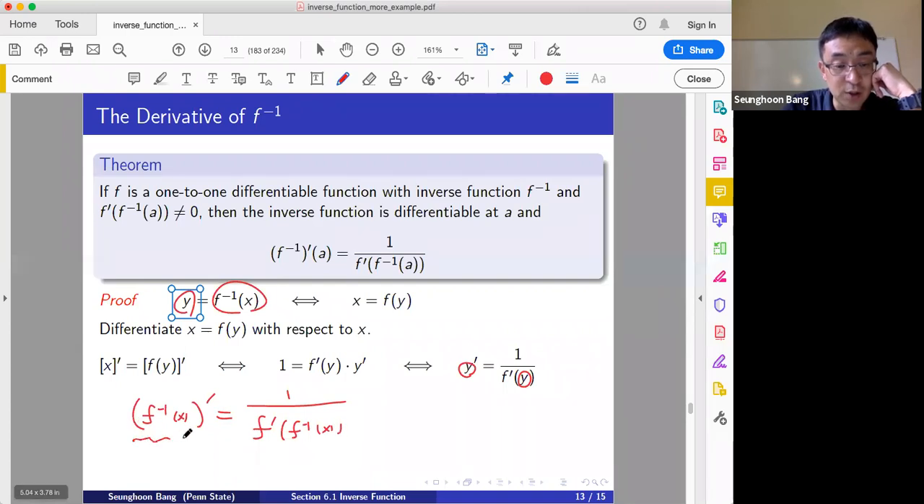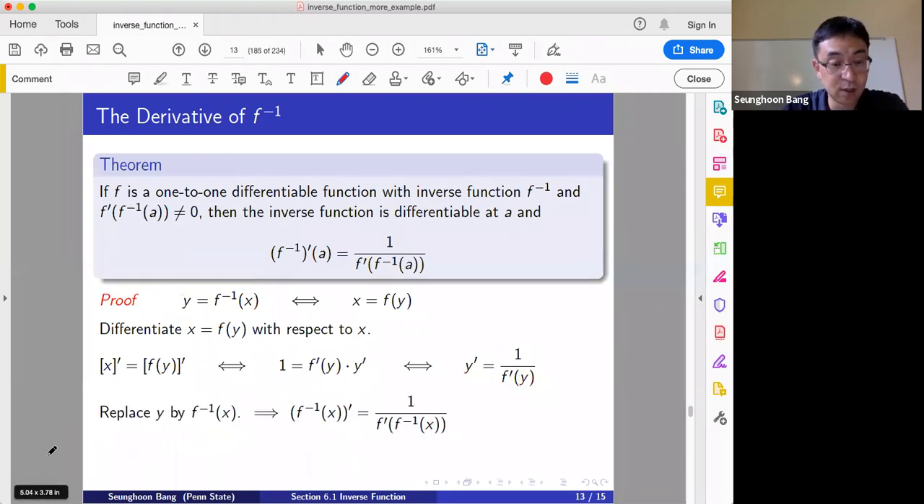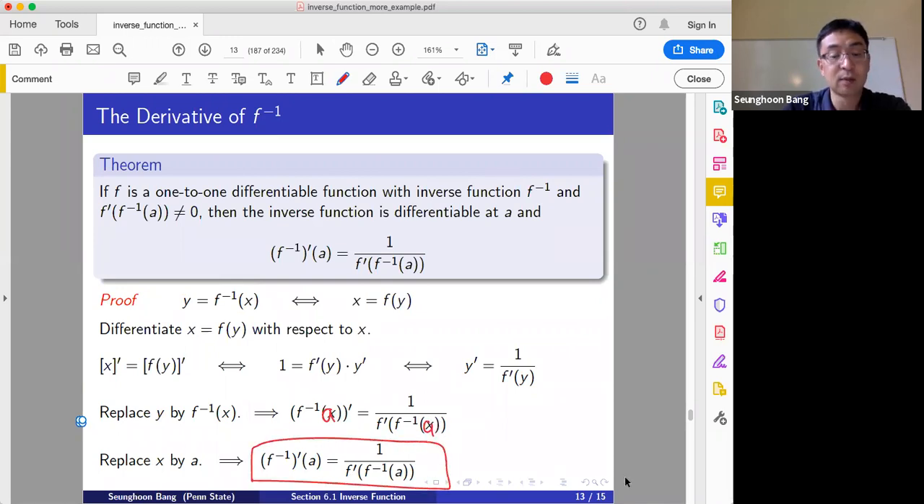You can change this one. This is the same as what? The inverse function prime of x, the same as this one. Next, here, replace x by a. You need to replace what? x by a. So we have it. So that's it.